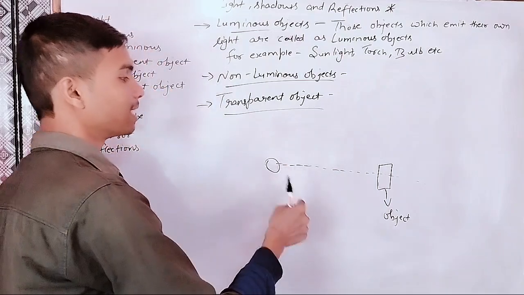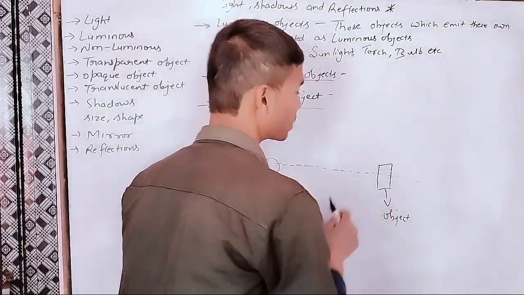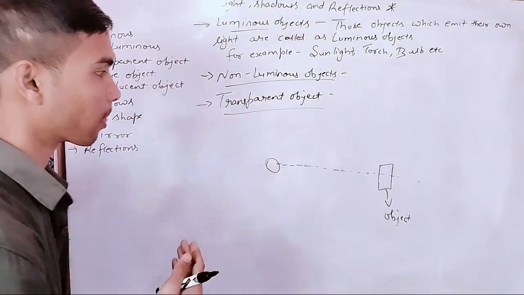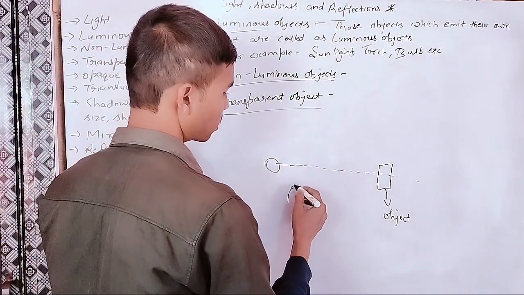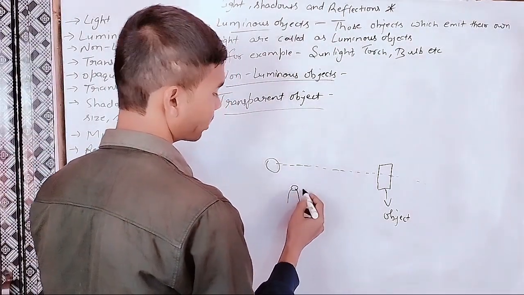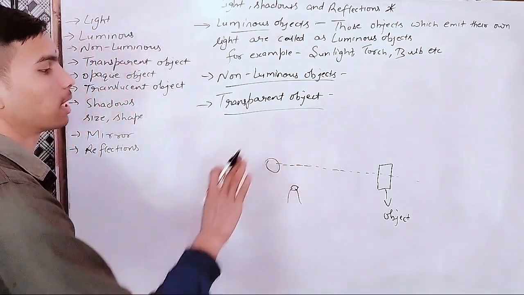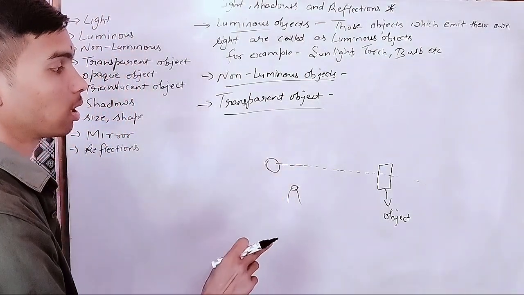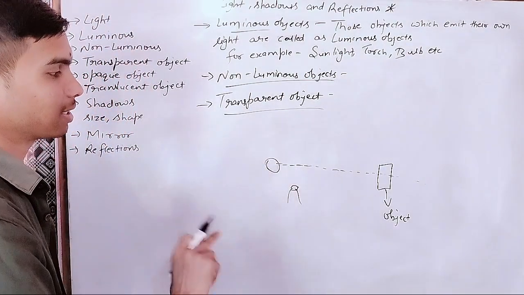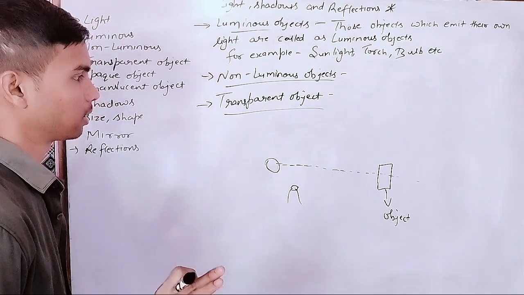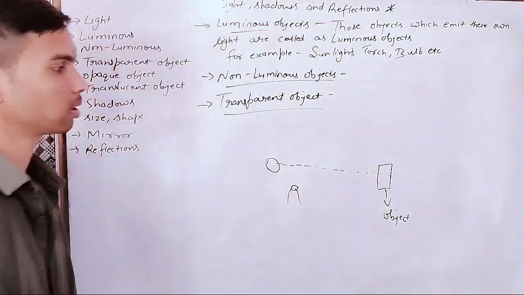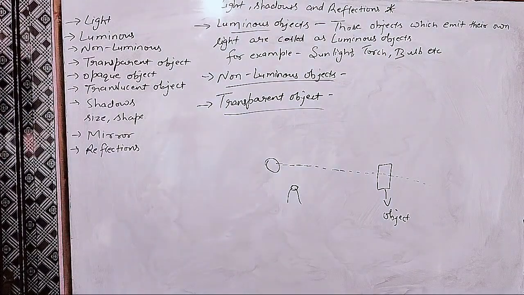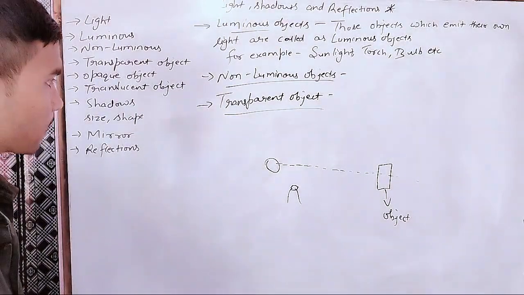This object is allowing the light. That's why we can see the area behind the object: the reason is that light is passing through the object. Light is not being blocked by this object, so it will be considered a transparent object.